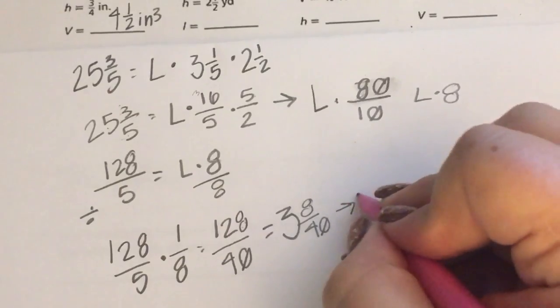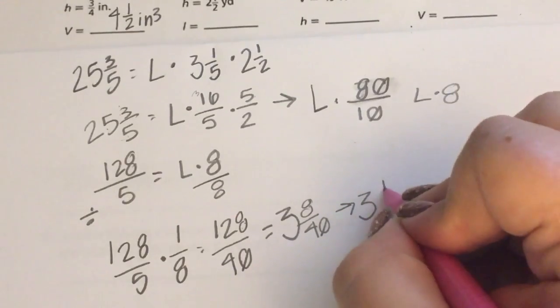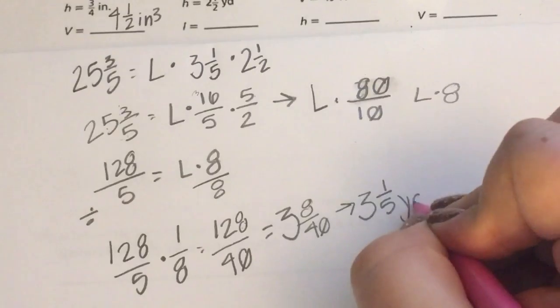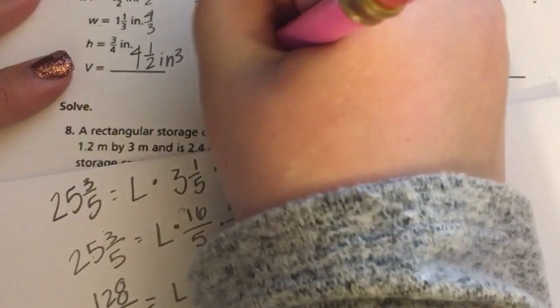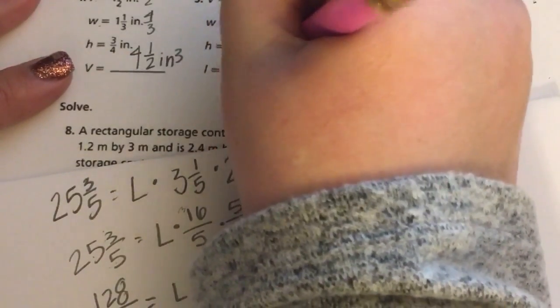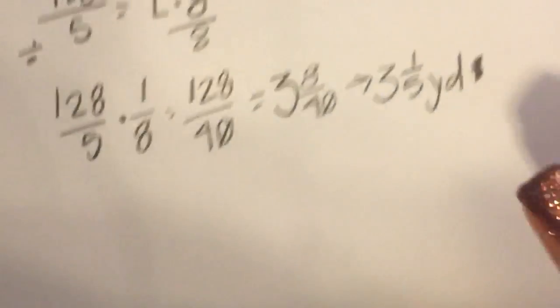A number that can go into both 8 and 40 is 8. So I get 3 1/5 yards cubed. Or actually, never mind. I don't even get yards cubed because I'm just finding length. So I get 3 1/5 yards.